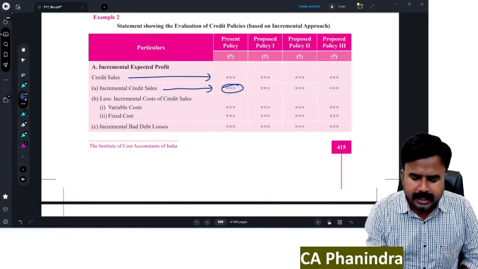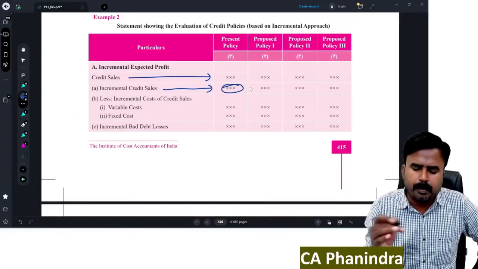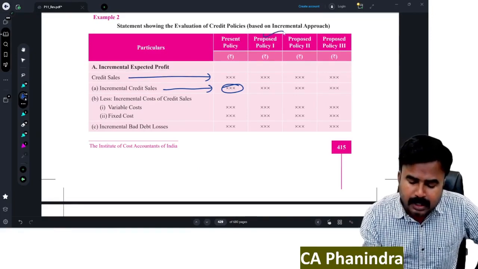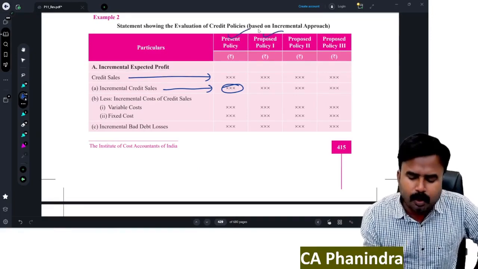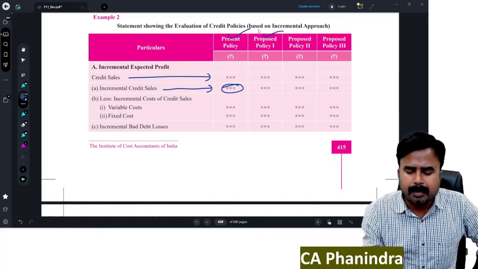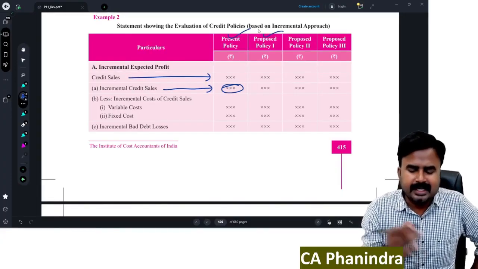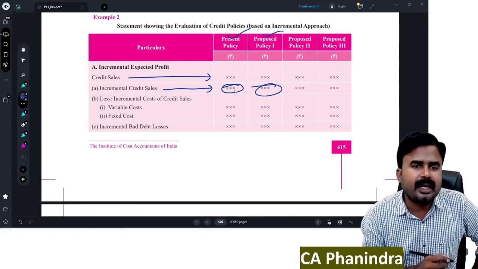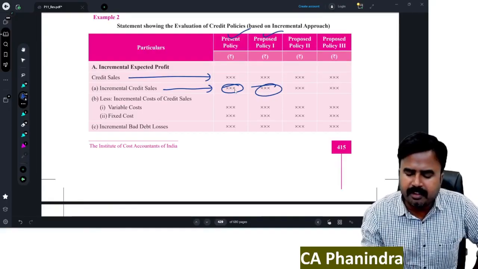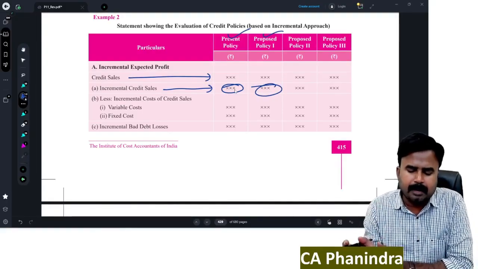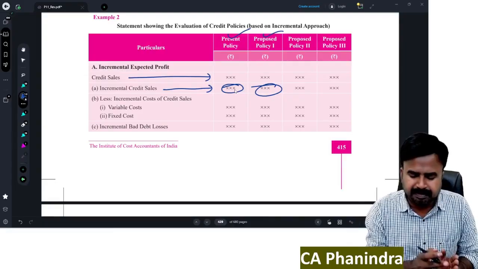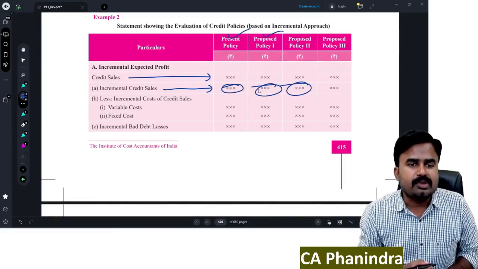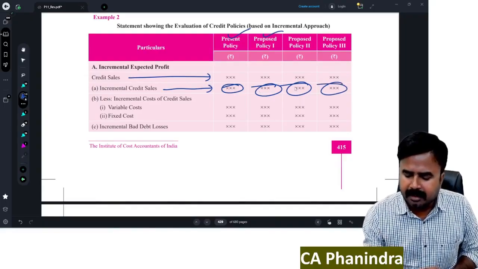Now, let me go for that. Incremental credit sales means proposed policy 1 value minus existing policy value. So that means credit sales under proposed policy 1 minus credit sales under present policy. Here, that's my incremental credit sales with respect to policy 1. In a similar way for policy 2: credit sales under proposed policy 2 minus credit sales under present policy. That will be my incremental credit sales with respect to policy 2. Like that you have to calculate even for policy 3.